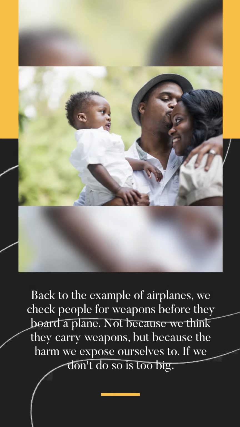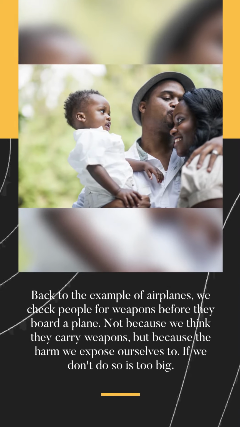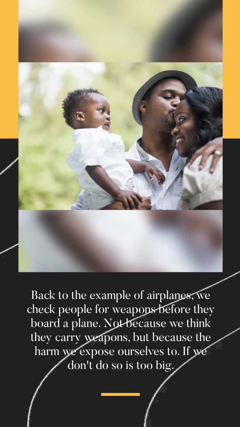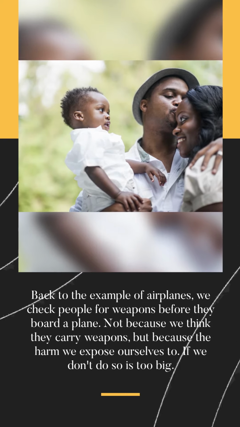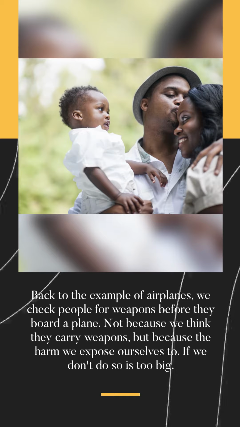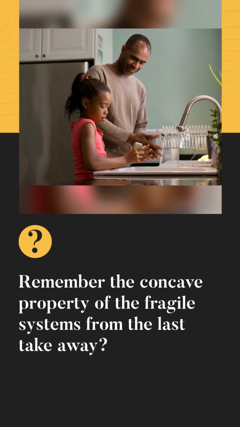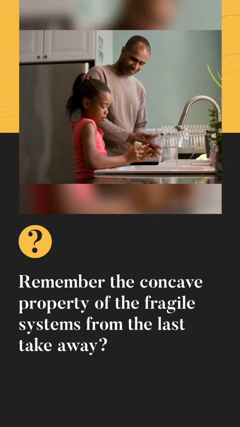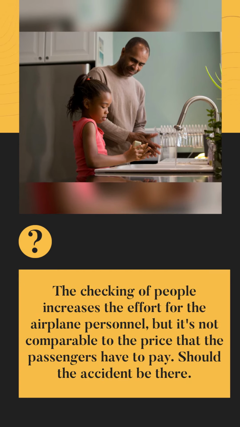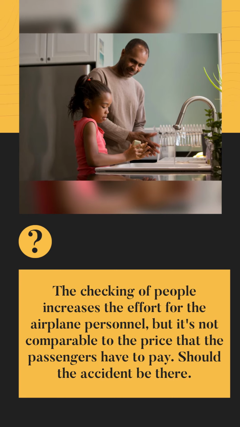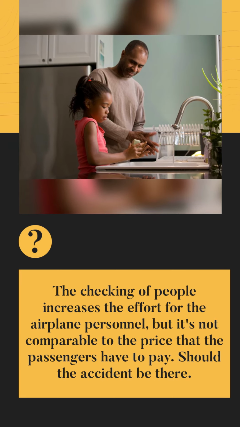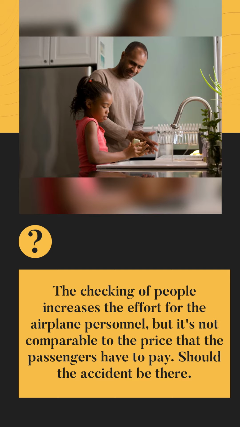Back to the example of airplanes. We check people for weapons before they board a plane. Not because we think they carry weapons, but because the harm we expose ourselves to if we don't do so is too big. Remember the concave property of the fragile systems from the last takeaway. The checking of people increases the effort for the airplane personnel, but it's not comparable to the price that the passengers have to pay should the accident be there.